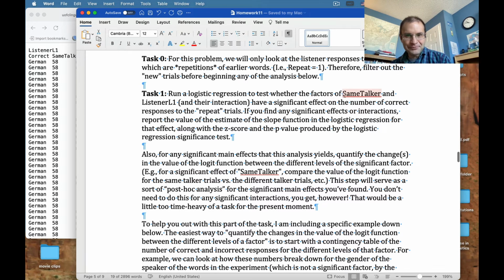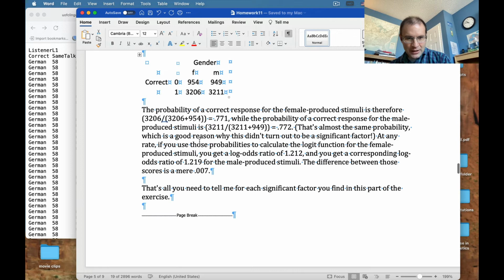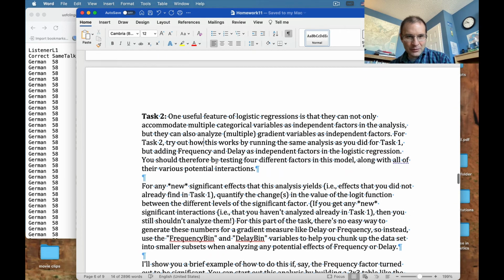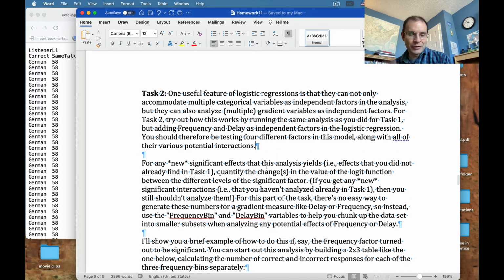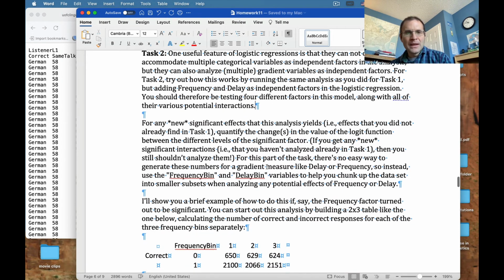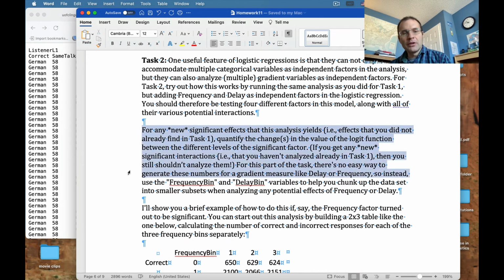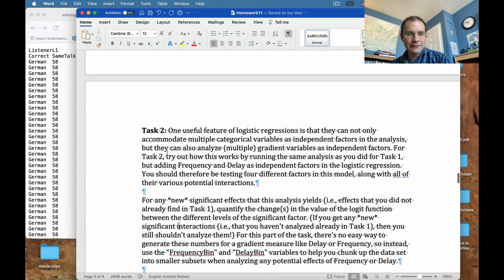But we're looking at same talker, listener L1 from task number 1. And then down here, we're also going to add frequency and delay. So those are your 4 factors. And then your dependent measure is going to be the same. It's just like whether people got the response correct or not. For this part, what I want you to look at is only any new significant effects that this analysis yields. So any effects you did not already find in task 1, which you already kind of know about from that.